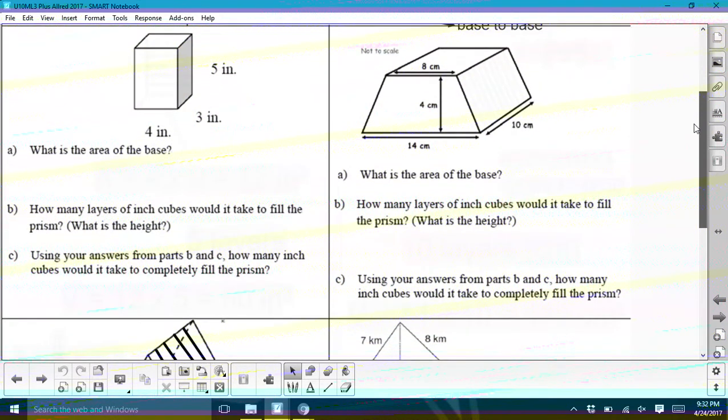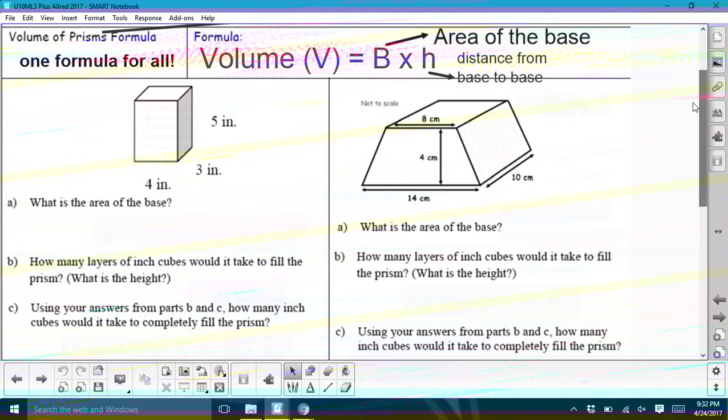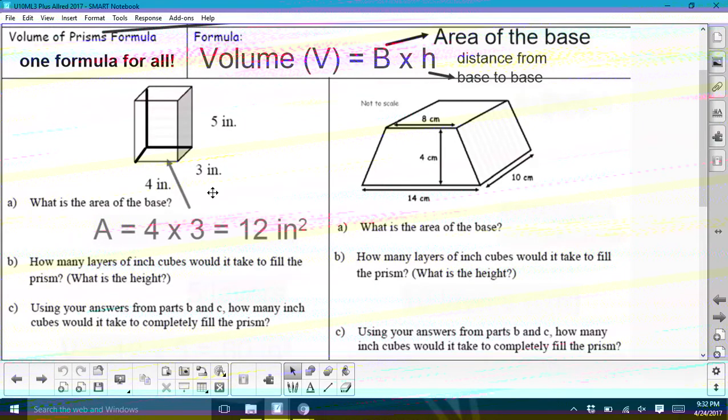So we're going to look first here at this first shape. I want to find the area of the base. I know it's kind of hard to look at 3D shapes on 2D pieces of paper, so I tried to draw that base there for you. When I drew that base, I knew it was a rectangle. In fact, it was a 4x3 rectangle. I found the area of the base to be 12 inches squared.